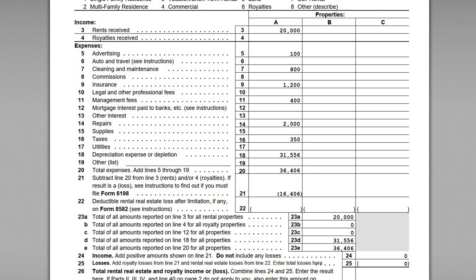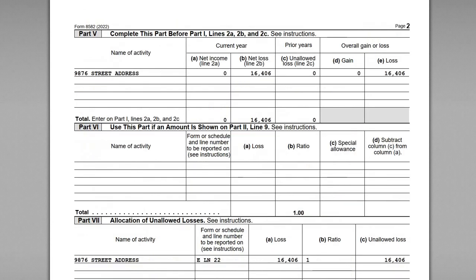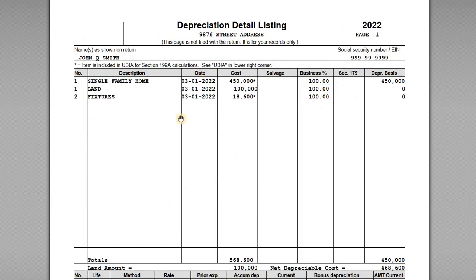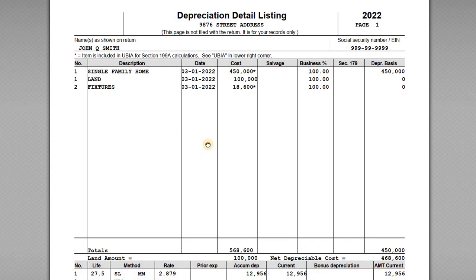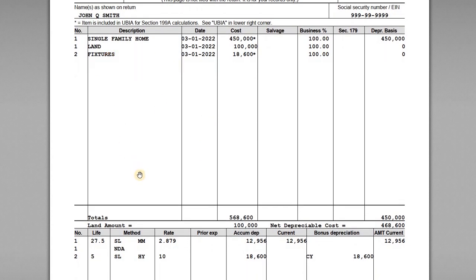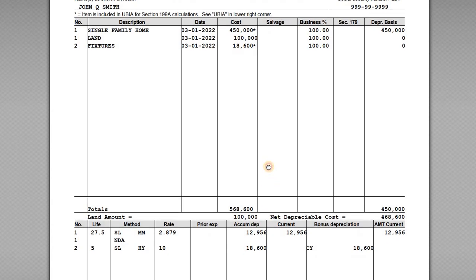So if we jump to the depreciation schedule first, and then we'll come back to the other pieces, we want to talk about depreciation for the rental property. The home itself, the building, is depreciated over a 27.5-year period under the straight line method. Land is not depreciable. And then the fixtures we're reporting as 5-year property, which is eligible for bonus depreciation.